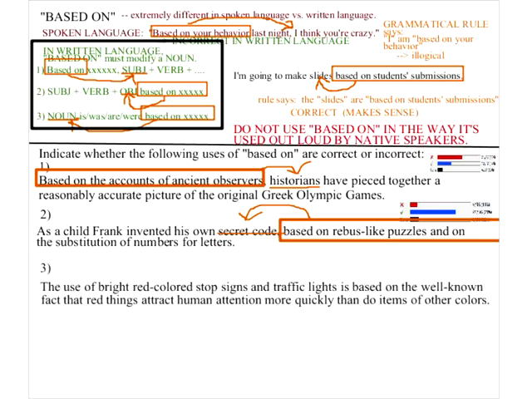Okay, example number 3. The use of bright red-colored stop signs in traffic lights is based on the well-known fact that red things attract human attention more quickly than do items of other colors. If you think this is okay, give me the green check. Give me the red X if you think it's not okay. Remember, we're just looking at based on. There are no issues anywhere else in this sentence. We're just looking at the based on.